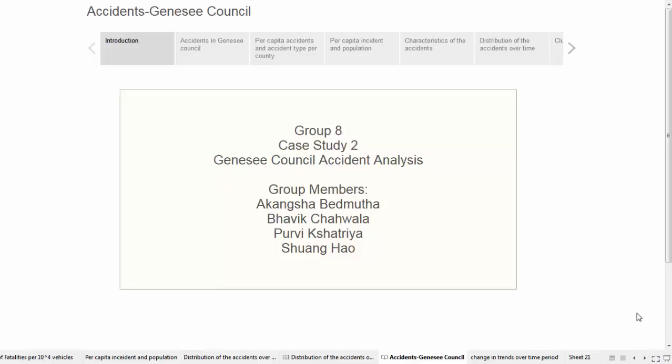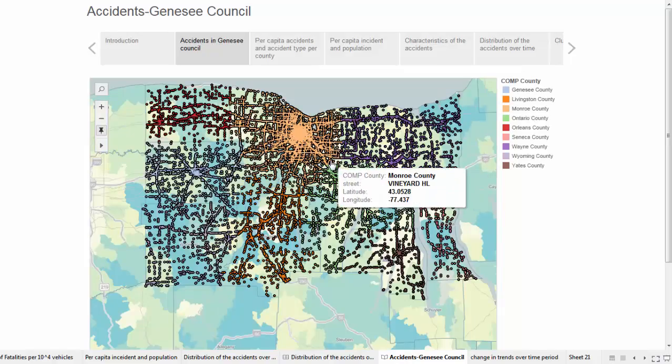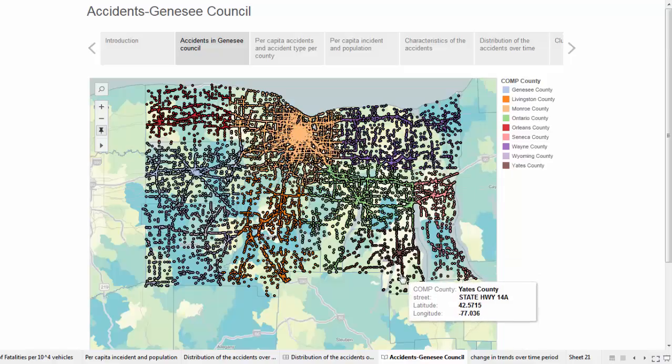Hello everyone, we are group 8 and the data that we have chosen for the purpose of our case study is the accident data set for Genesee Council in the state of New York. In the first visualization, we have plotted all the accident points on the map and we have color coded different counties with different colors. Here we can see that we have had maximum accidents in Monroe County while the accidents happening in Yates County were the least.